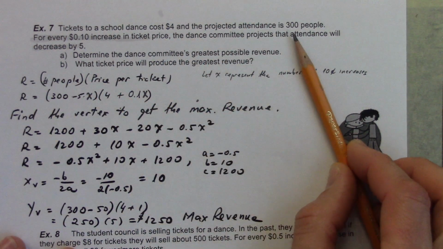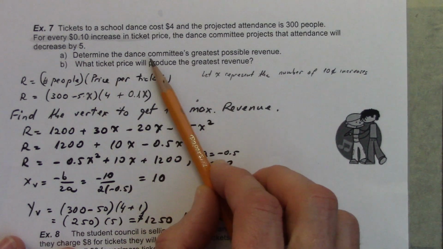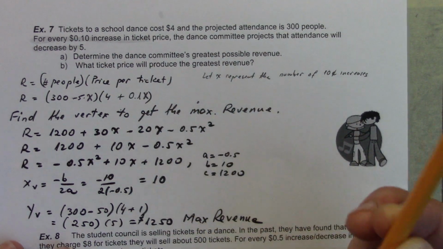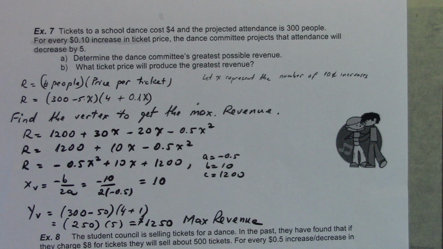So it says determine the dance committee's greatest possible revenue. So how would revenue be determined? Tickets sold and the price. Yeah, number of tickets sold times the price, right? And so what would be your general idea of how to find that maximum revenue? So like max revenue equals tickets times people. Yeah, the cost times the people.